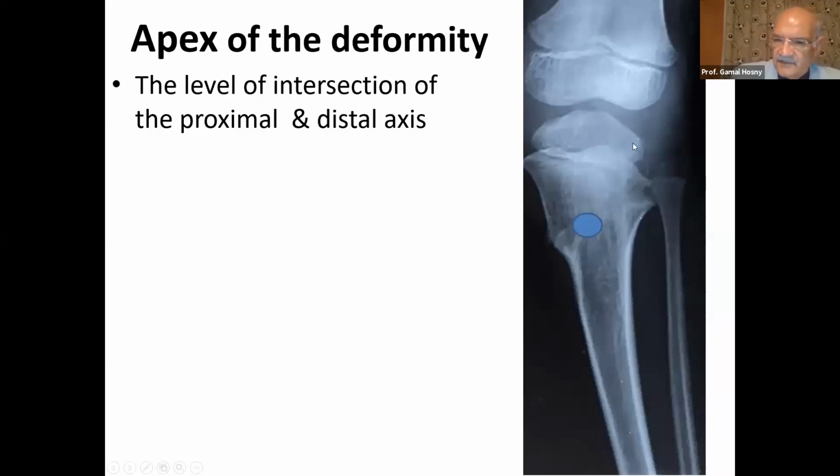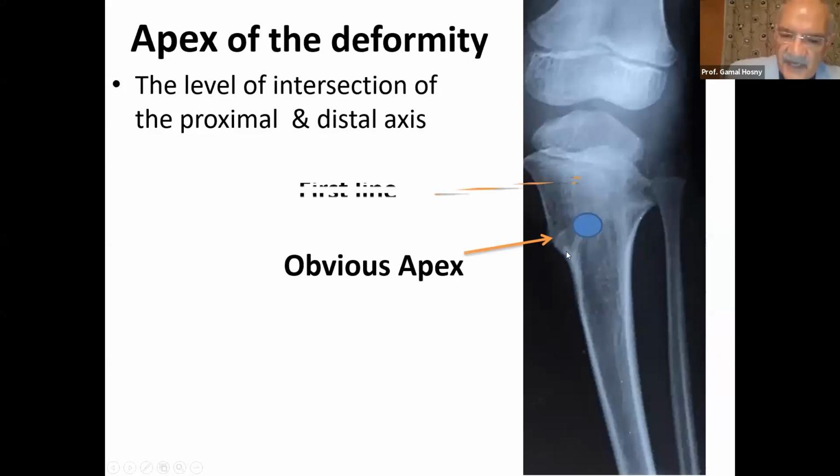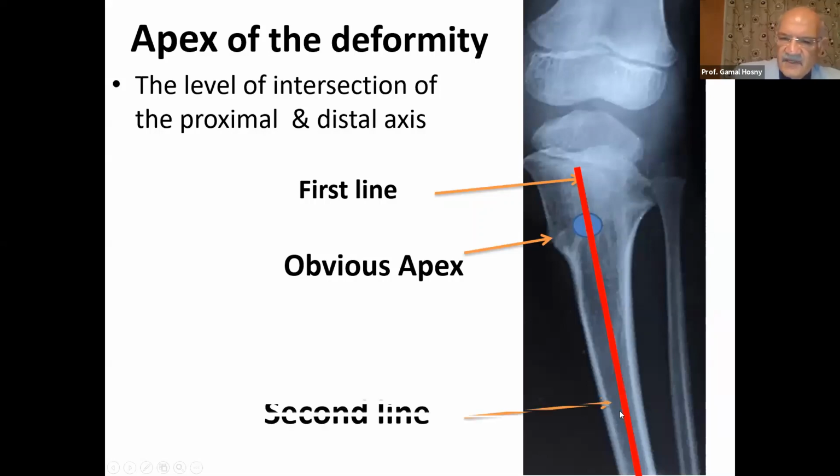So apparently here, if you just look, we have a CORA here. We have an apex of the deformity over there. It looks clear. It's called obvious apex. And I think it's the real apex too. We draw a first line. The first line represents the distal segment. It's exactly in the middle of the shaft. Then the second line represents the other segments. And they are going to meet each other in the obvious CORA. And the obvious CORA is exactly the real CORA.